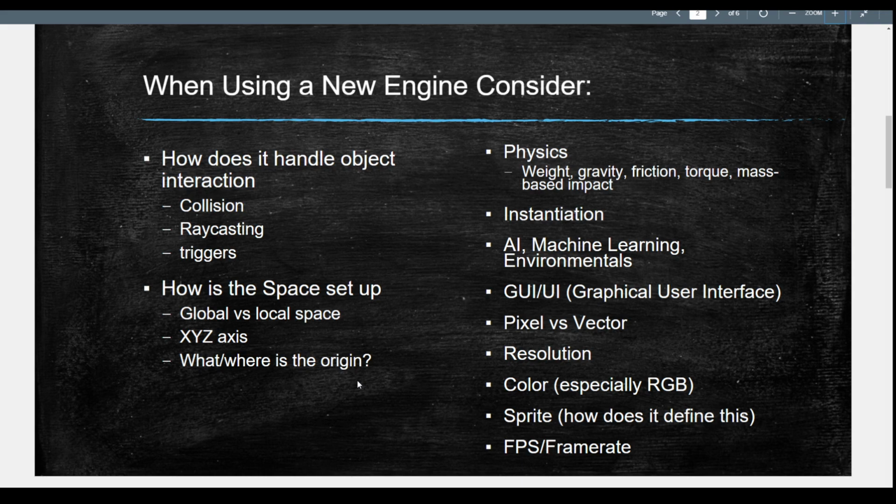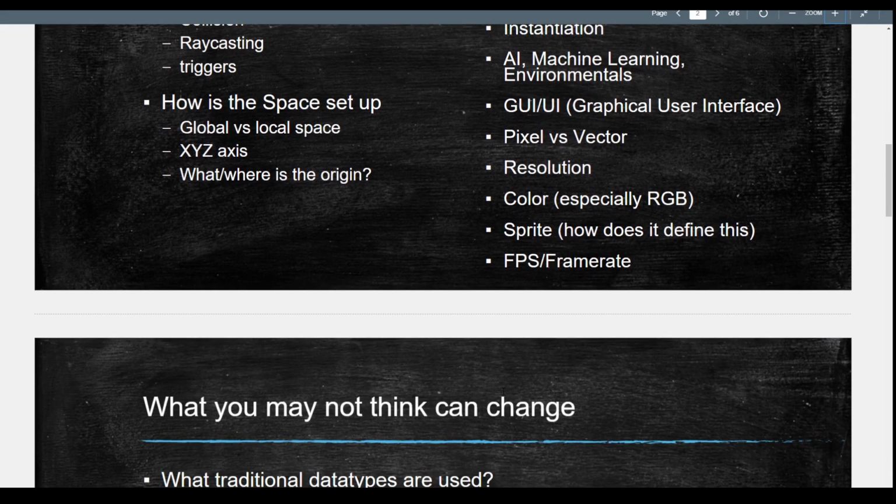How does it define a sprite? What is a sprite? And the most gamer question ever, what does the frame rate look like? Especially with older systems, sometimes the frame rate is going to look choppy, and sometimes that's purposeful, and sometimes that's not. So these are all questions that you need to think about, especially before you say, I'm going to build this kind of game in this kind of engine. You've got to figure out whether the engine can actually do the things that you want it to do.